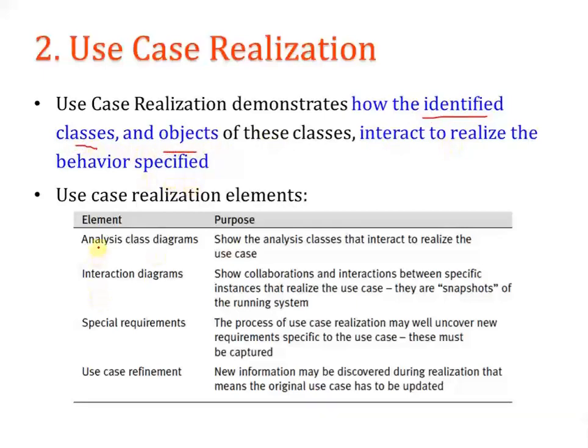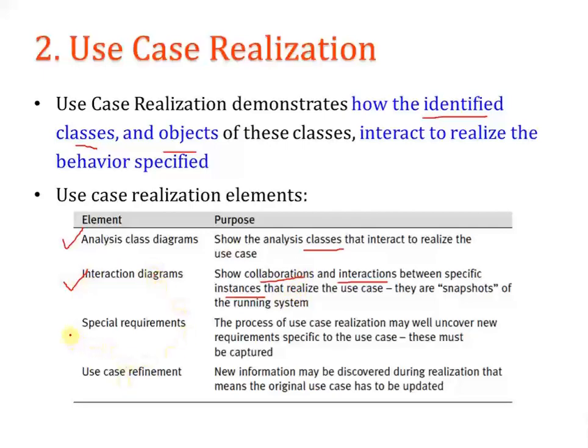There are four different use case elements present here. One is called the analysis class diagram, which says how the classes are interacting with each other. And next is the interaction diagram. Here it describes the collaboration and interactions between specific instances. That is, the class gives the overall generic idea, but each and every object of a particular class is going to behave in a specific way. That specific behavior is demonstrated by using the interaction diagram.